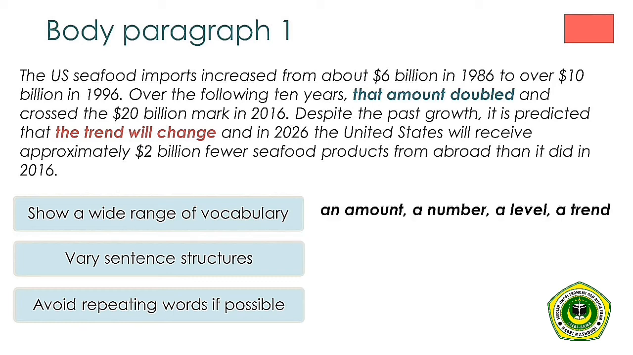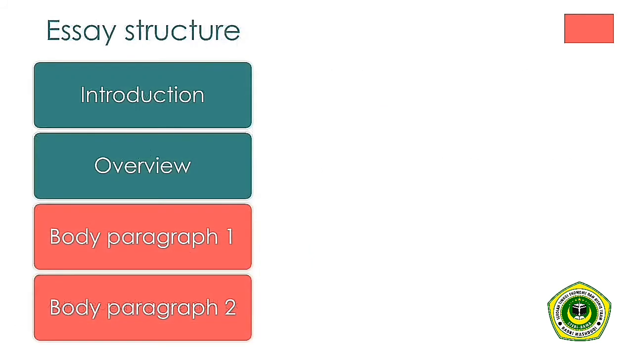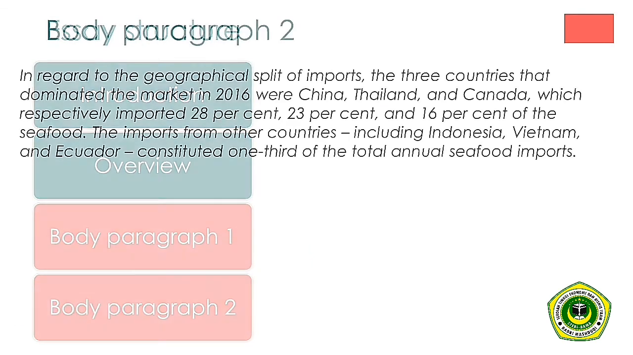In general, use words like an amount, a number, a level, a trend to avoid repeating words like seafood imports in your essay. I also used a linking phrase, despite the past growth, to refer to the previous sentence and tell the examiner that something different is coming next. I often get a question, how to use linking words naturally, and that's a perfect example of how to do it. Here is my body paragraph 2.